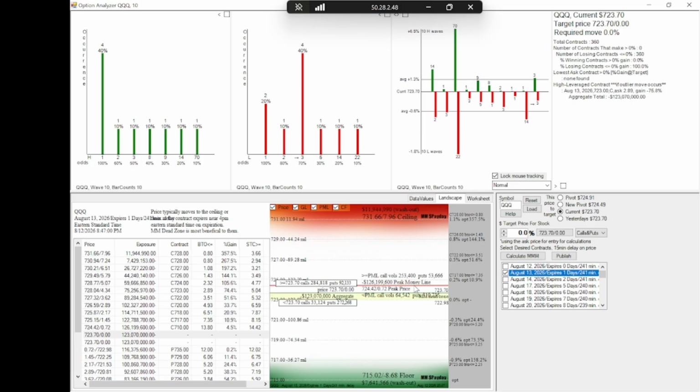The PML is right here, this red line, peak money line you can see. And this is where market makers stand to lose the most money, where they have the most exposure. They want to move away from this. Now, above the PML, we're bullish and we usually target the ceiling. And below the PML, we're bearish and we usually target the floor.